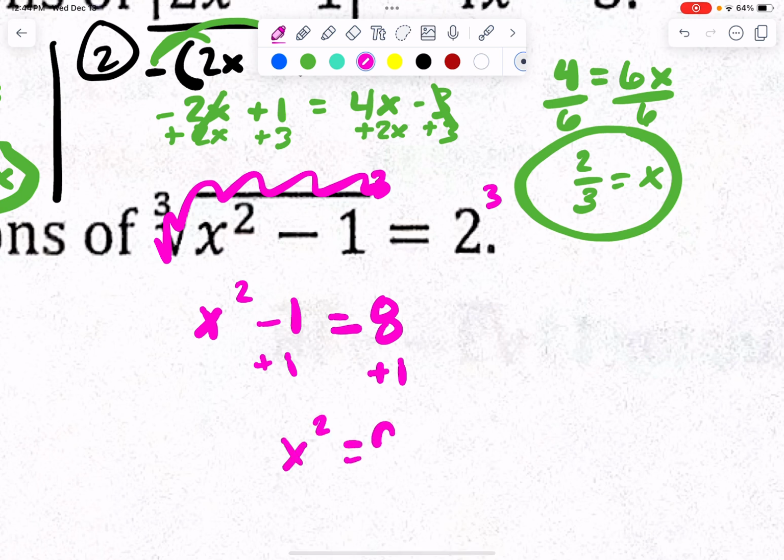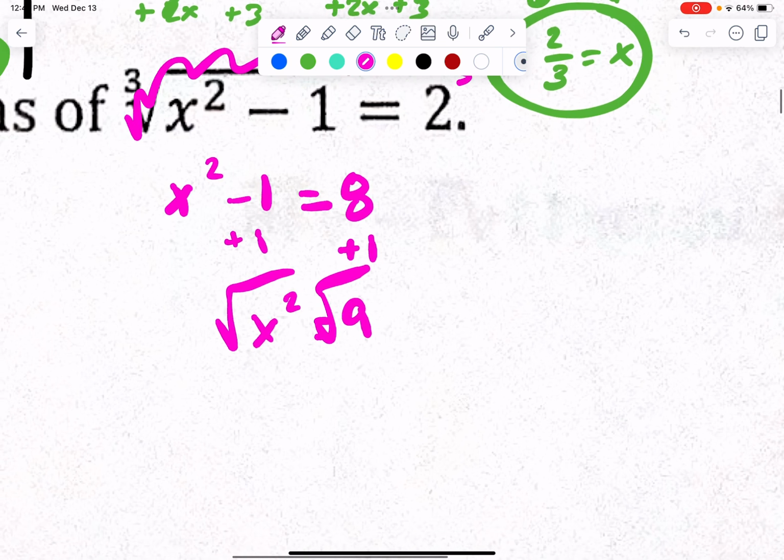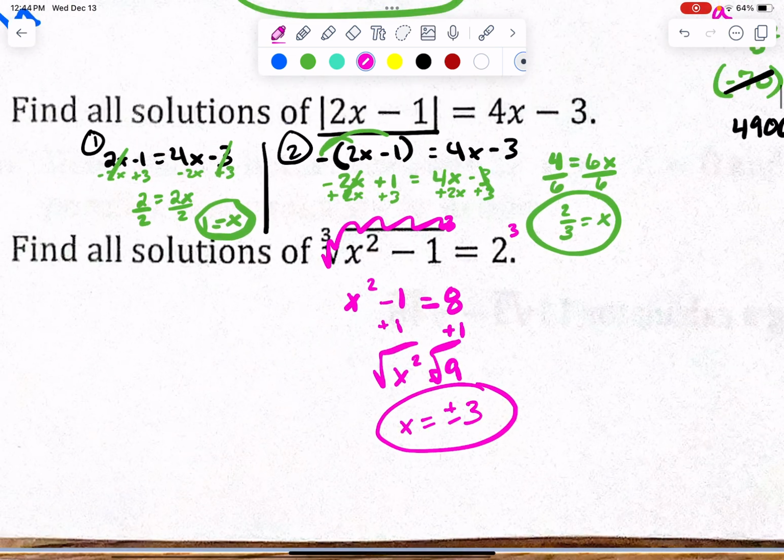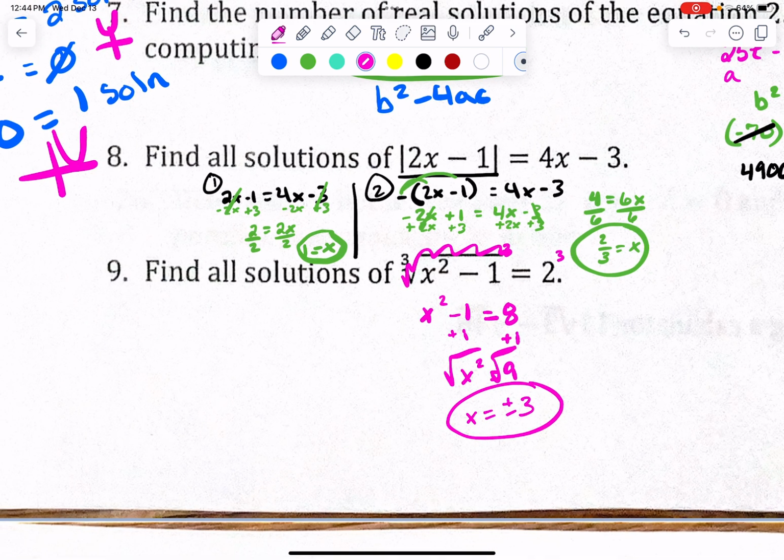X squared equals 9, and then I'm going to take the square root. And because we are doing the square root, x equals plus or minus 3. So we have to put plus or minus because we put the square root in there. So there is my solution to that. Okay, that was number 9. That was a really fast one.